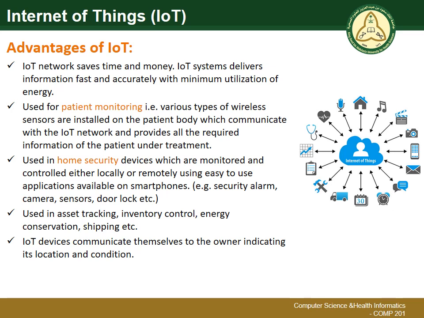The other good example of the IoT as well is that it is used in home security devices, which are monitored and controlled either locally or remotely using easy applications available on smartphones. Example: security alarm, camera sensors, door lock, etc. It is also used in asset tracking, inventory control, energy conservation, shipping, etc. Also, IoT devices communicate to the owner, indicating their location and conditions.